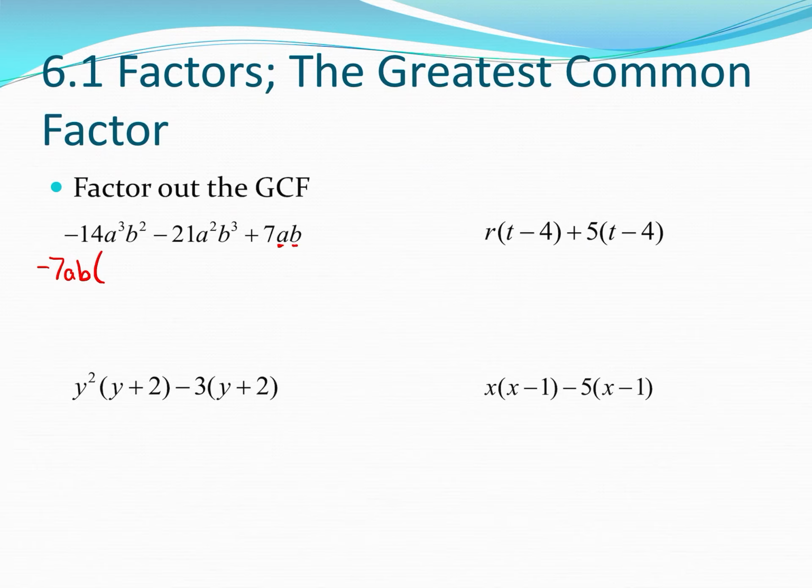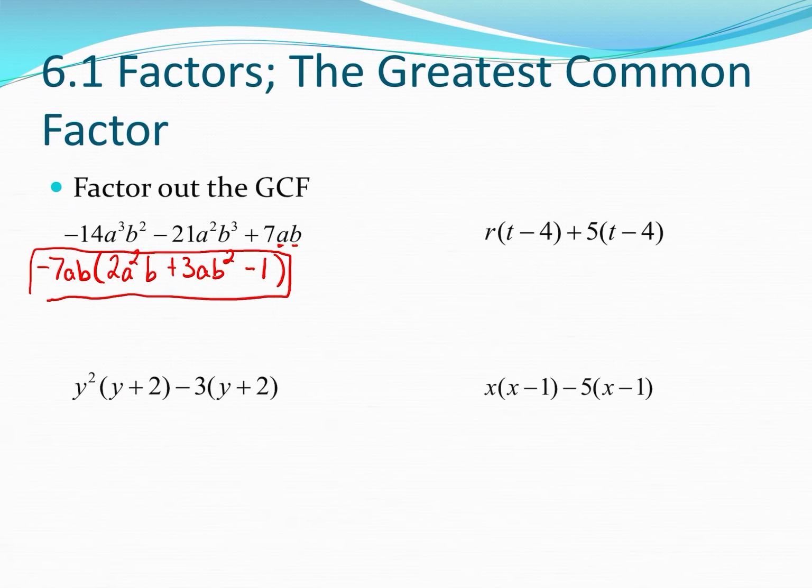And so negative 14 divided by negative 7 is positive 2. We took an A out, and so there's 2 left. Took a B out, and so there's only a B left. In the next term, negative 21 divided by negative 7 is positive 3. There were 2 A's, we took 1 out, so there's 1 left. There were 3 B's, we took 1 out, so there's 2 left. And then the last term, 7 divided by negative 7 is a negative 1. And then we had an A, we took it out, had a B, took it out. And so there is our final answer.